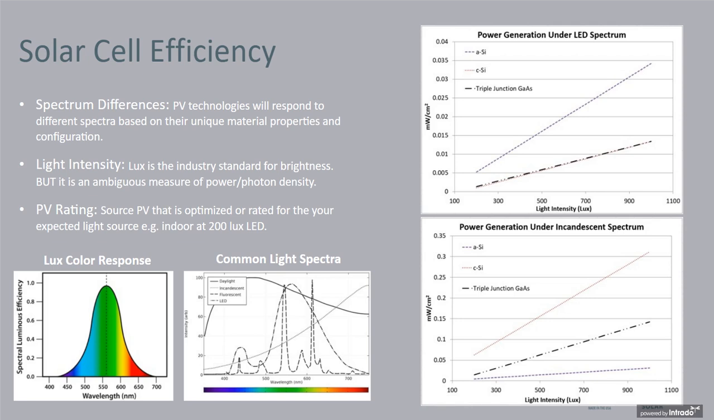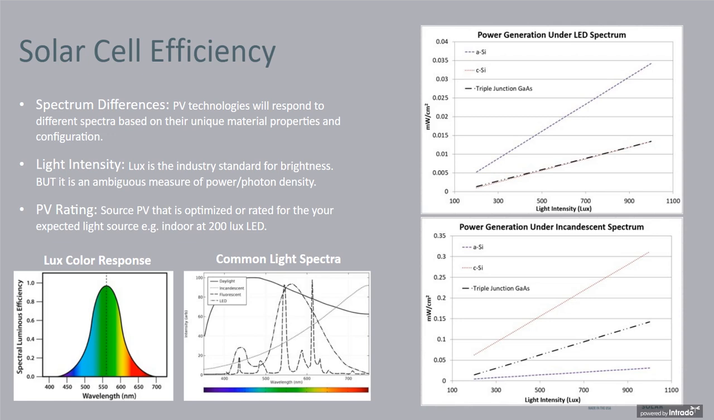Under an LED spectrum at low light intensity, amorphous silicon, even though it has the lowest nameplate efficiency, produces the most power. And ironically, triple junction gallium arsenide produces the least amount of power, even though it has the highest nameplate efficiency. So really, changing the spectrum of going from outdoors in the sun to indoors under an LED light is going to have a great impact on the performance of a PV cell.